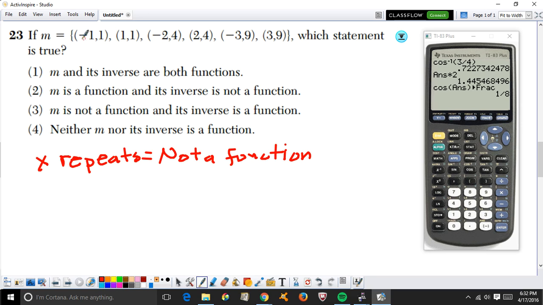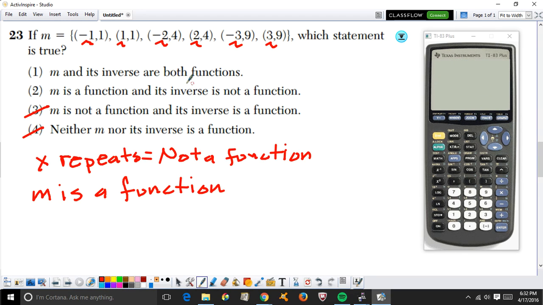So now let's look at the original. Look at the x values here. We see that none of the x values repeats. So we know that the original function, m, is a function. Let's try to cancel some out. We know that m is a function, so we can cancel out 3, and we can cancel out 4.